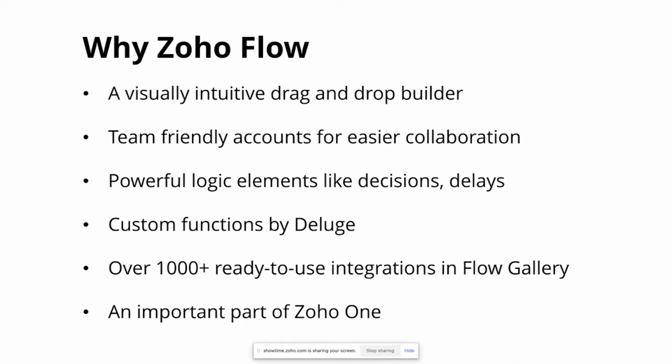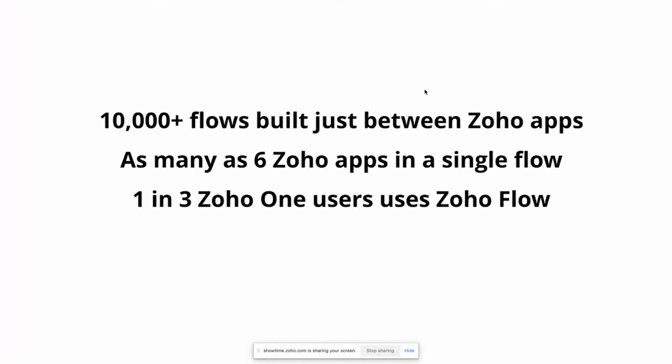And Flow becomes a very important part of Zoho One, because it helps you connect the Zoho applications, and which helps you set up a better Zoho ecosystem. Currently, there are close to 10,000 plus flows built just between Zoho applications, and you can have as many as six. And six is just a little number. You can have more than six, or you can even have 10 and 20 applications in one particular flow. And from our analytics, it is known that 1 in 3 Zoho One users use Zoho Flow to set up complex integrations, and the number seems to be increasing day by day.